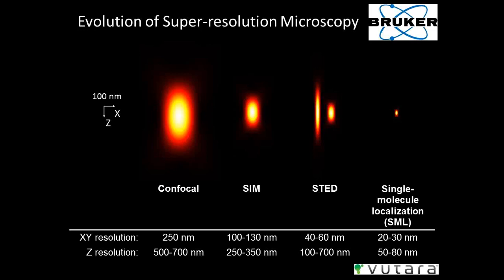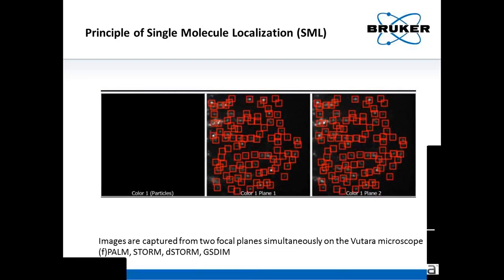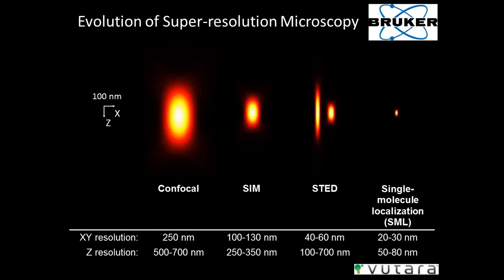So the Vutara 350 microscope is based on single molecule localization methods. That will give you a 10-fold improvement in resolution. So you can get about 20 to 30 nanometers in XY and 50 to 80 nanometers in Z. This includes the wide array of techniques, PALM, STORM, dSTORM, GSD, whatever you want to call it. But what we essentially call it is single molecule localization, where you're looking at the centroids of the molecules and building up an image over a period of time.